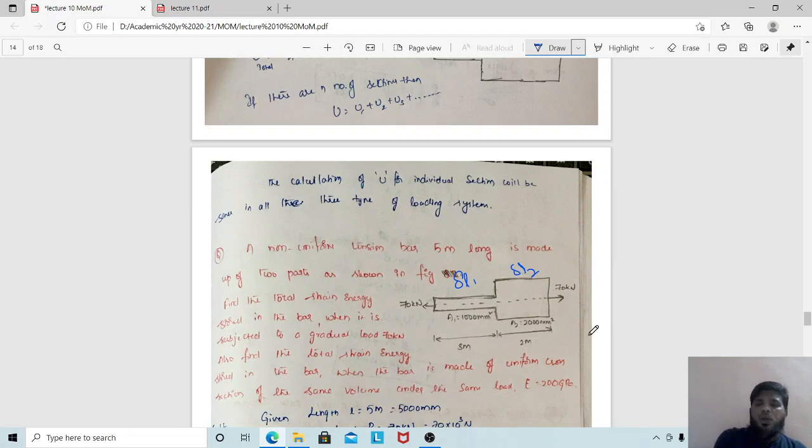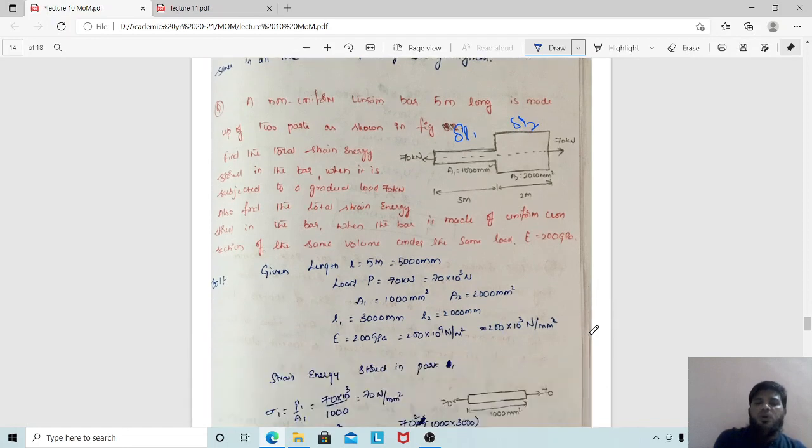They have given the loads for you, so you have to calculate the sigma. You know the strain energy formula. Strain energy UA is equal to, you can take the first section as UA and section B as UB. We know that for section A, UA is equal to sigma square by 2E into volume, that is nothing but area into length.